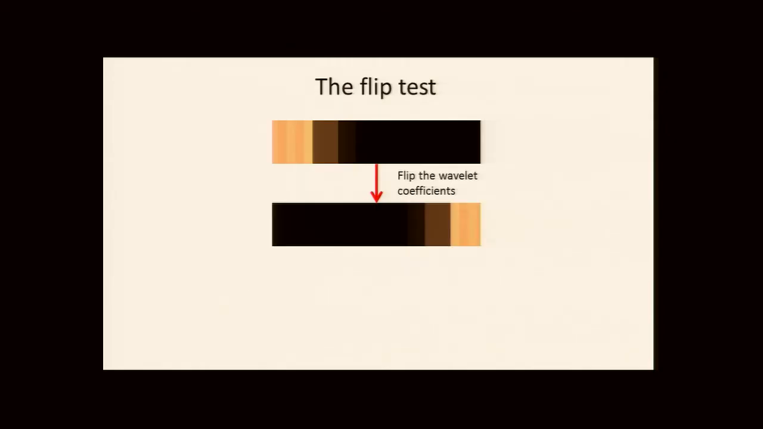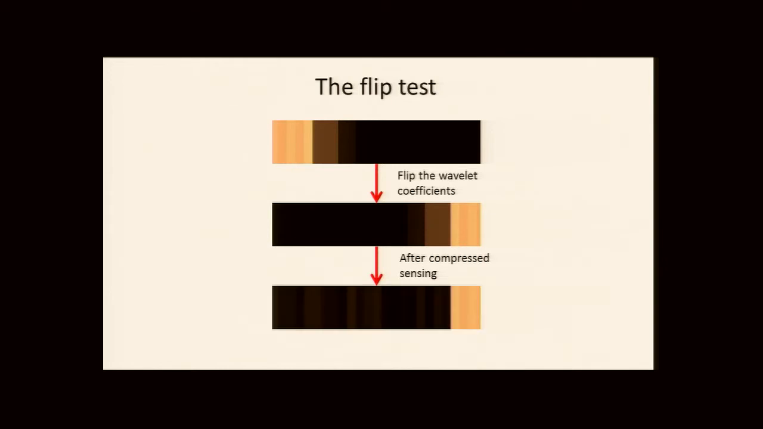Now, if the matrix satisfies the RIP, what we could do is flip this vector around. So we start with our image, it has a lot of large coefficients at the beginning, and then it's mostly zeros. Then we flip it around. Then we try and recover it. If we satisfy the RIP, we should get something close to the original flipped coefficients.